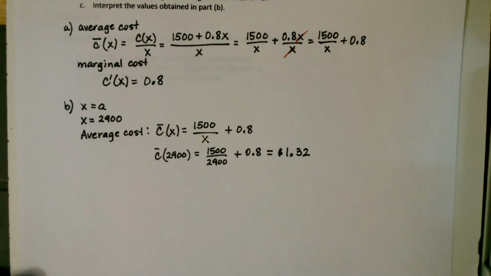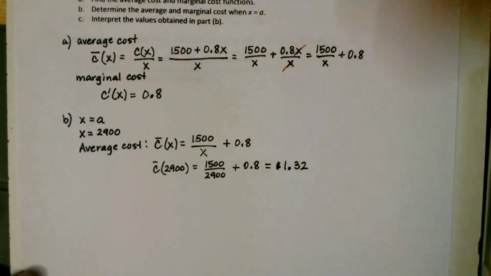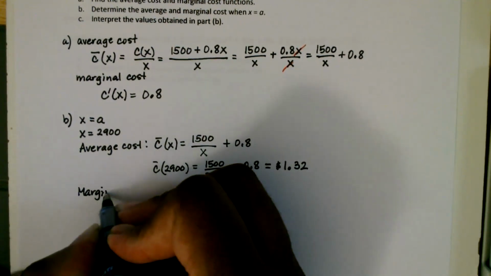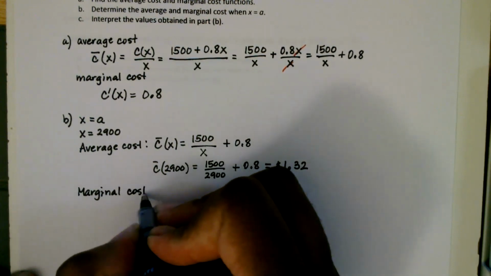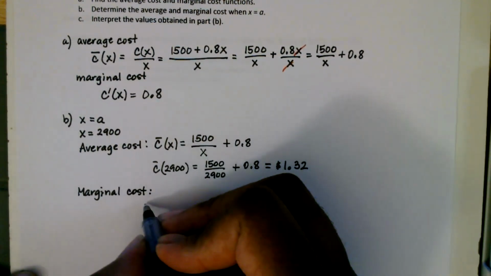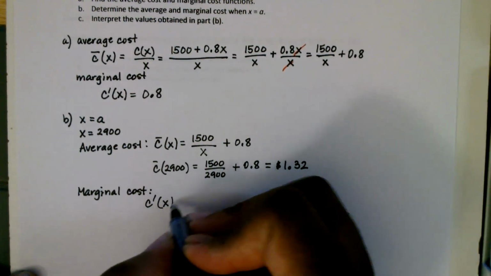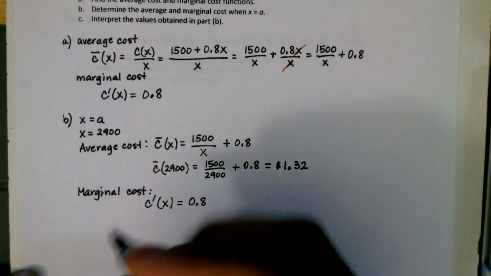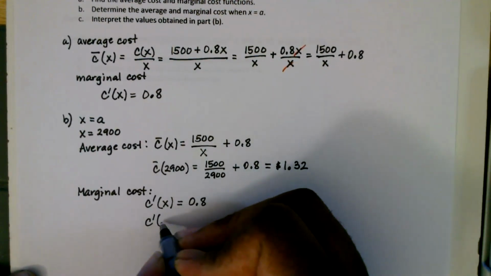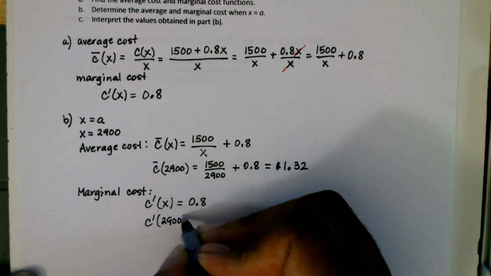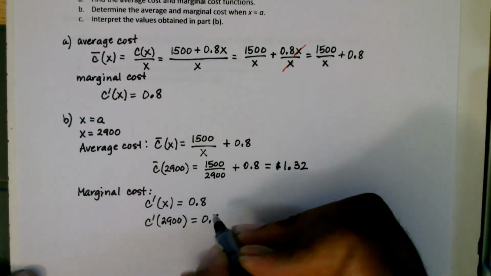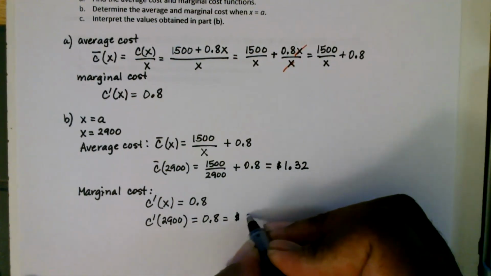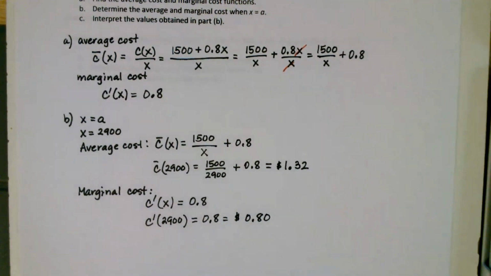And then the other part is the marginal cost when x is equal to a. To find the marginal cost, that's of course C prime of x, which is 0.8 from part A. So the marginal cost, C prime of 2,900, that 2,900 is not going to matter. It's just going to be 0.8. Or in this case, let's write that in dollars and cents, 80 cents. That would be the marginal cost.